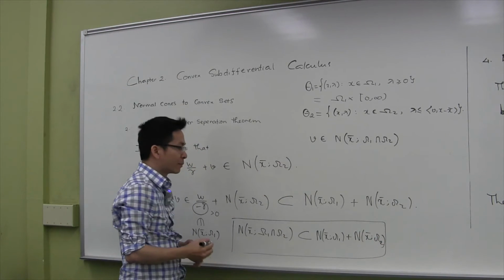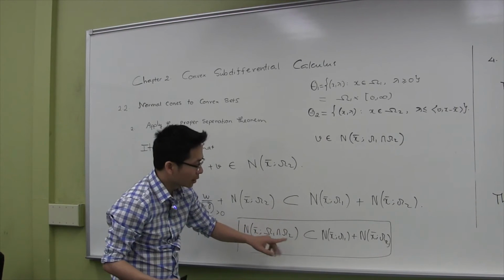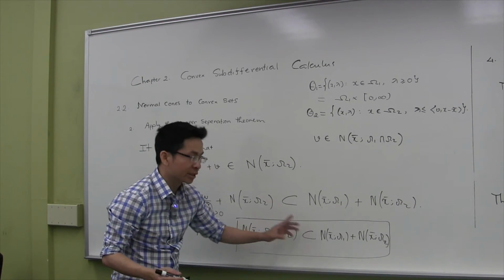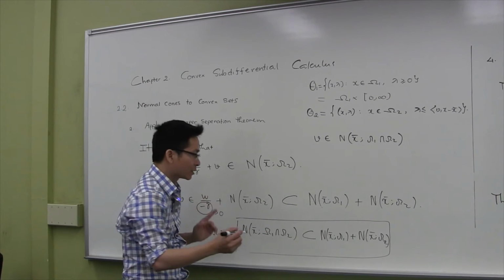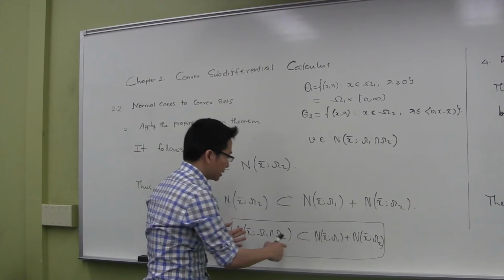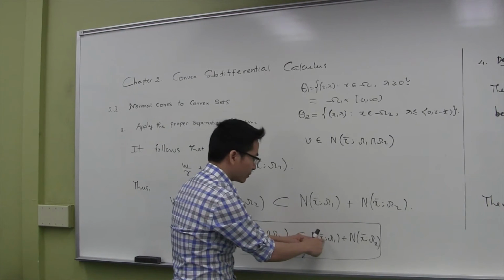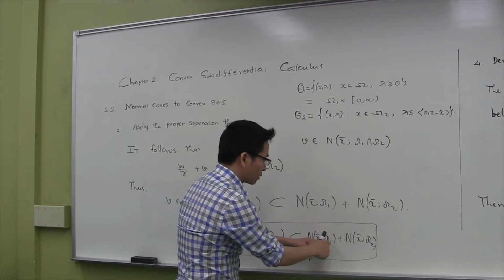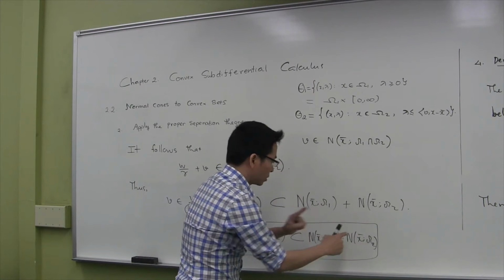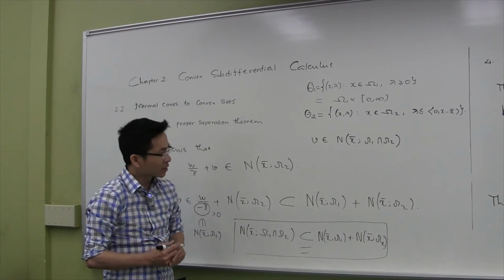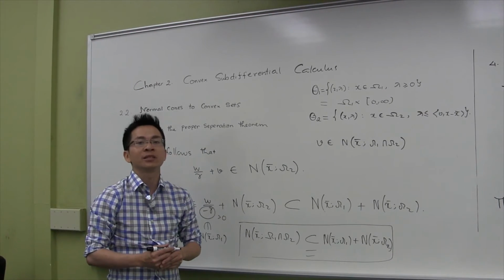And remember that in the first step, by an easy proof, we obtained the opposite inclusion. Therefore, we actually have the equality that the normal cone to this intersection is the sum of the normal cone to omega 1 at x bar plus the normal cone to omega 2 at x bar. And that is the most important result of this section.